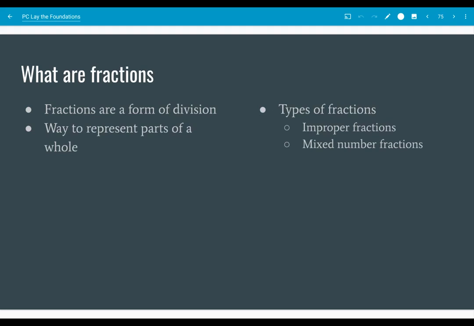So first off, what is a fraction? Well, fractions are usually written stacked one on top of each other, and it's just a form of division. It's a way we represent part of a whole. 1/2, for example, is 1 part out of 2. 2/3 is 2 out of 3. Okay?